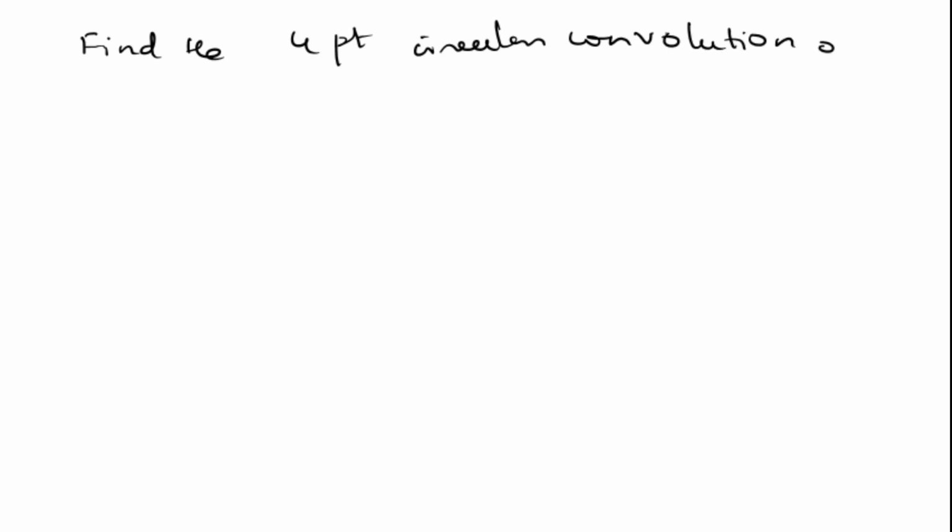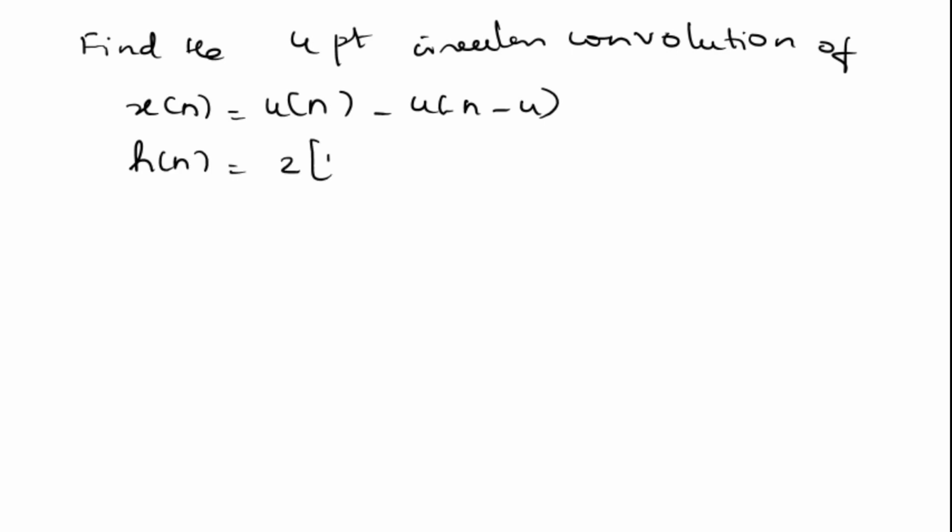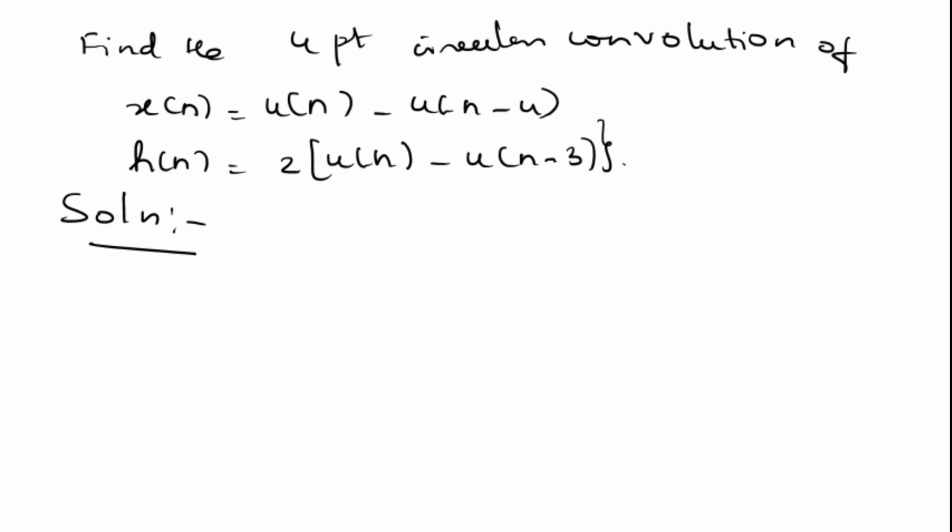Next problem, find the 4-point circular convolution of x of n is equal to u of n minus u of n minus 4, h of n is equal to 2 into u of n minus u of n minus 3. So we can write x of n and h of n.